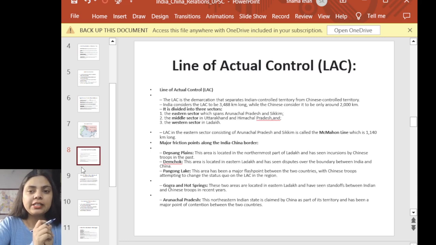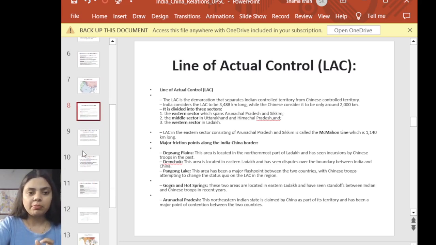Here we can see that the eastern sector is known as the McMahon Line, which is around 1140 kilometers long. I have also given some points which are conflict zones, and you can point out these regions on your map and try to remember them if they appear in the newspaper during your preparation time, like Depsang Plain, in the northernmost part of Ladakh. Then Demchok region, in eastern Ladakh, Pangong Lake, and here Arunachal Pradesh.